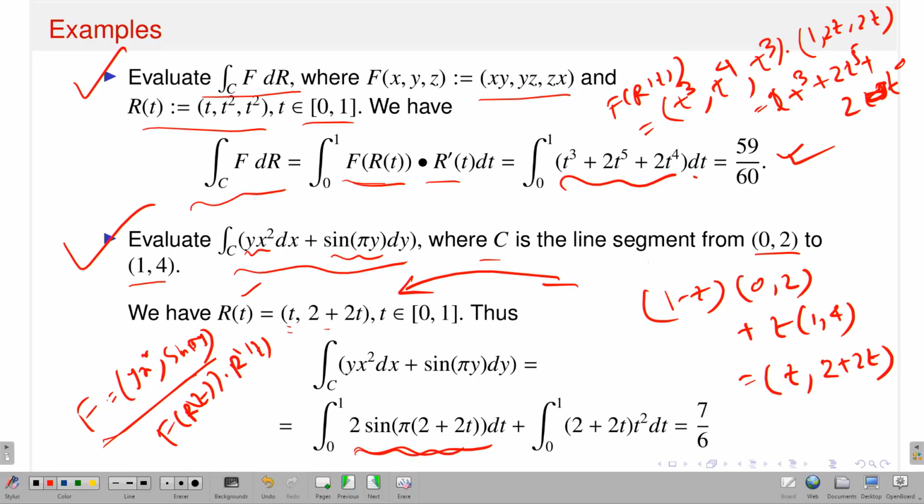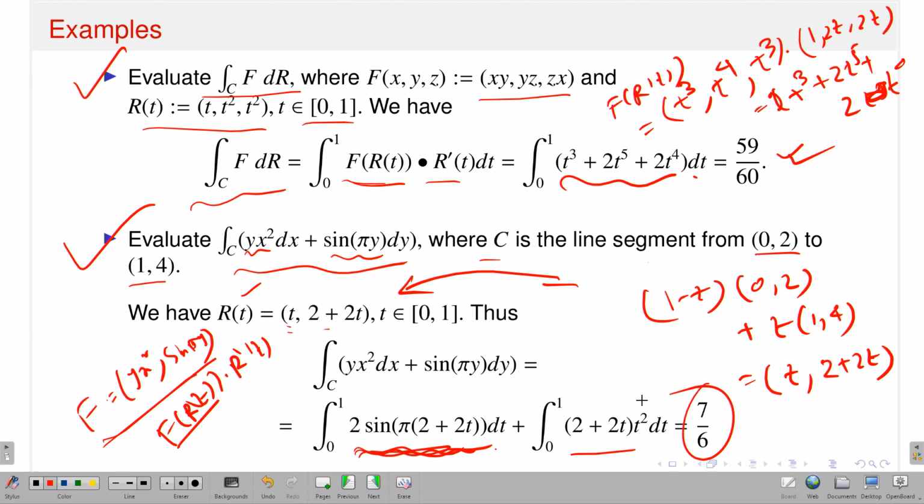What it will give is that this is the F of r(t) dot product with r'(t), which is nothing but this one, and you have to just integrate with respect to the t variable. So if you do that, then this one will come. Anyhow, you just do it, and you'll be able to get the value, which will be 7/6. Okay, so I hope it is clear.